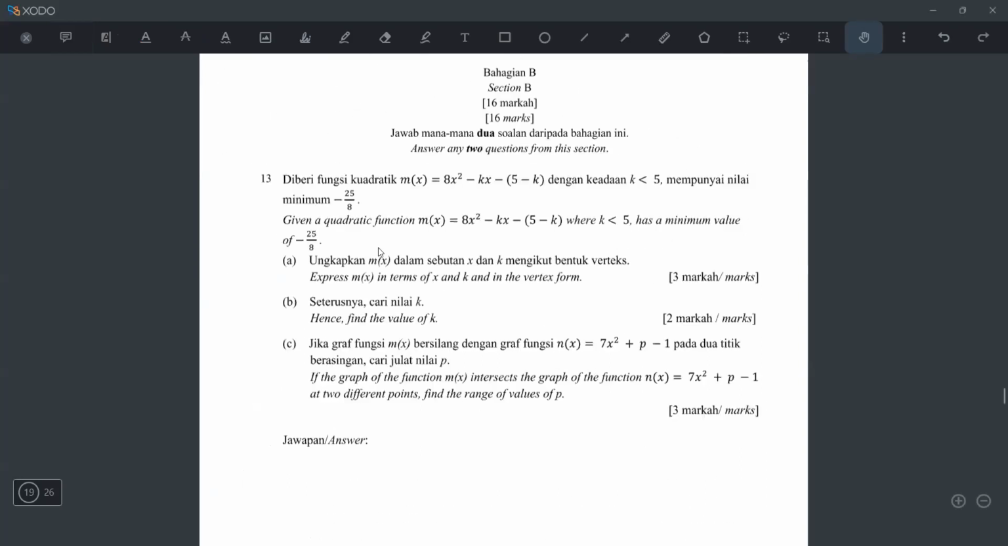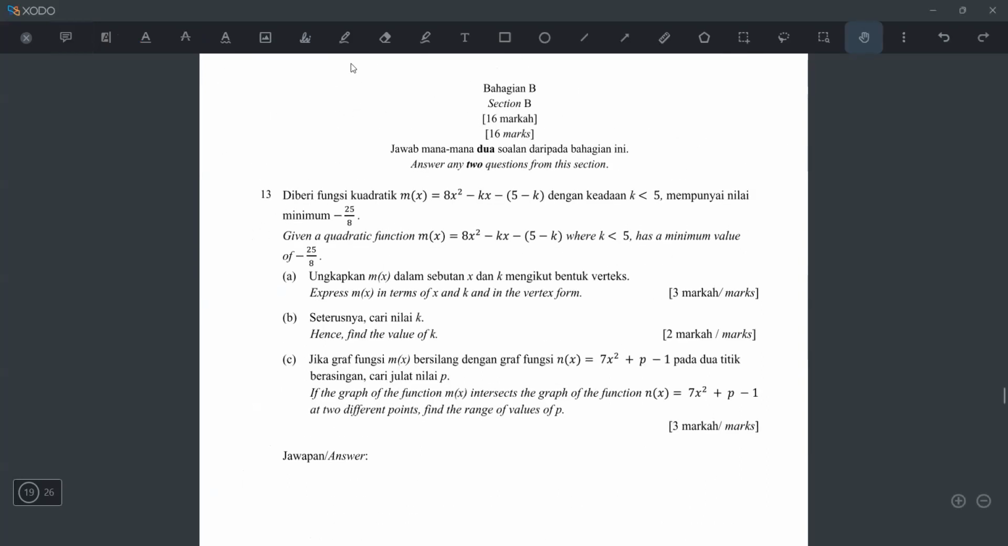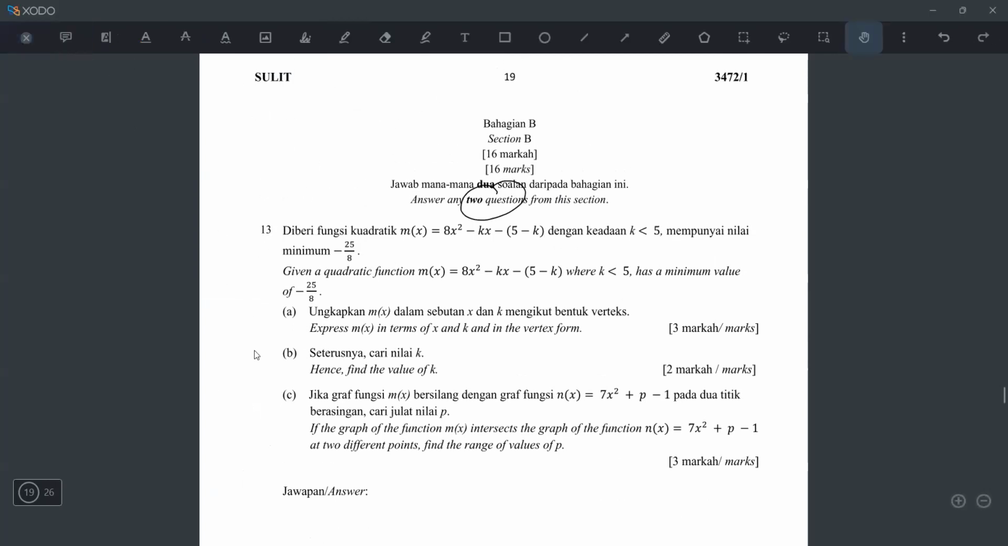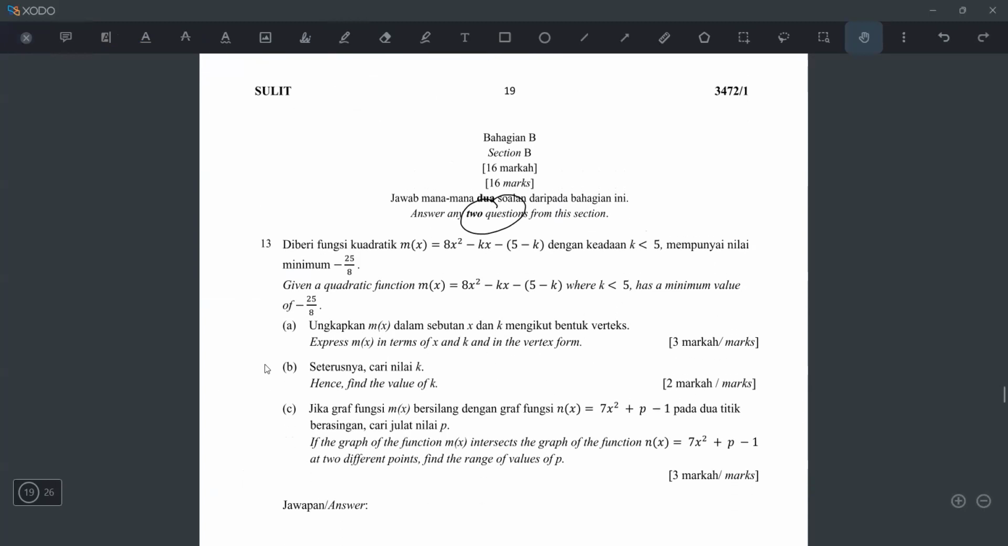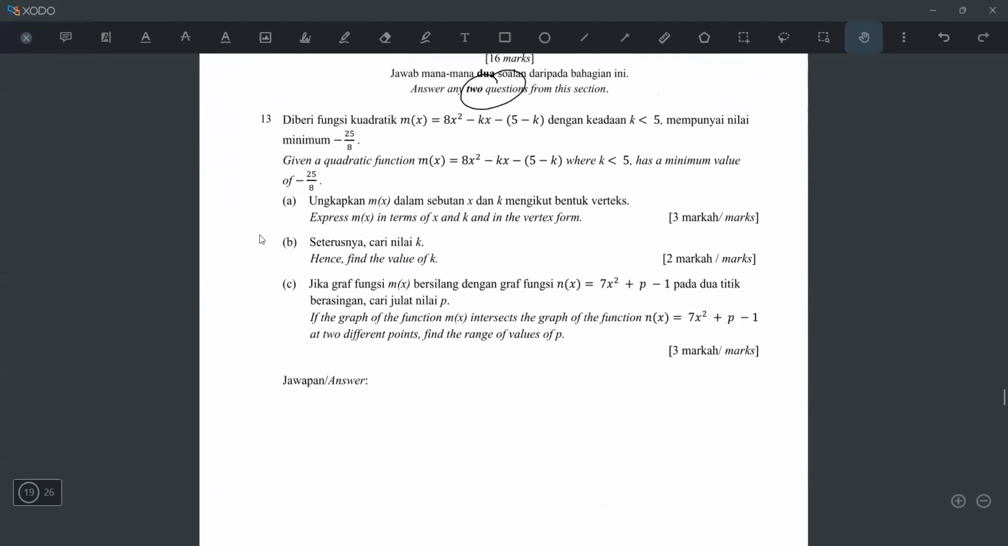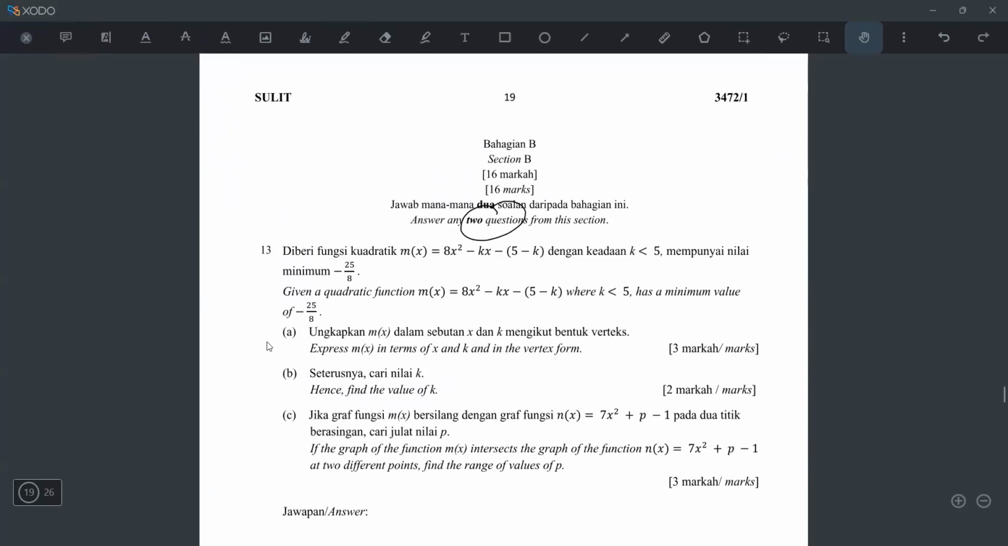Okay, let's go into section B. So section B, they say answer any 2 questions, but they will give you 3, but I will do all of it. So let's go. For my first question, I will just do it. Where should I do it? Okay, I'll just do it here.